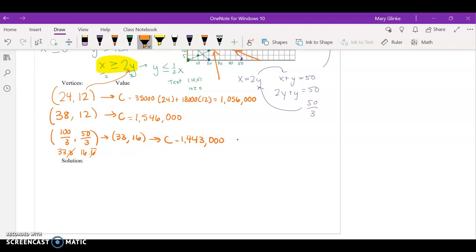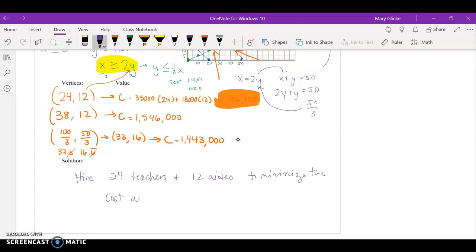So of all of these, the minimum value is that 1,056,000. So we should hire 24 of our x's, which was our teachers, and 12 aides to minimize the cost at the 1,056,000.